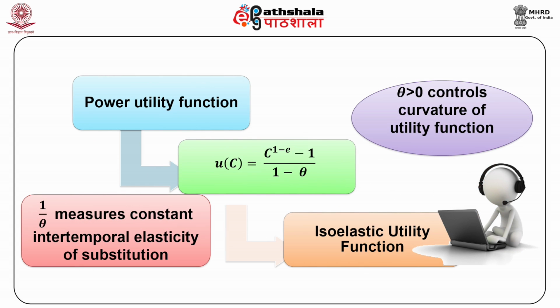In order to further understand intertemporal consumption choice, consider the following example of a power utility function. Consider the below equation: U(C) = (C^(1−θ) − 1) / (1 − θ). In the equation, the parameter theta, which is greater than 0, controls the curvature of the utility function, and 1/θ measures the constant intertemporal elasticity of substitution of consumption between time periods. The utility function in the above equation is also called the isoelastic utility function.